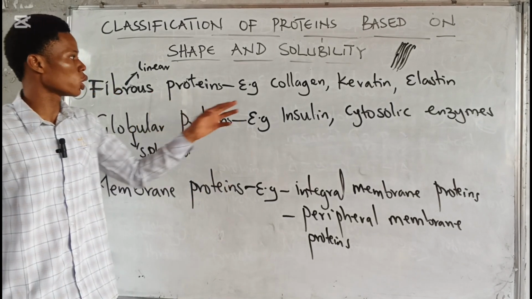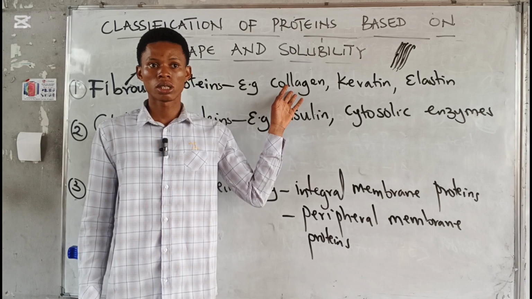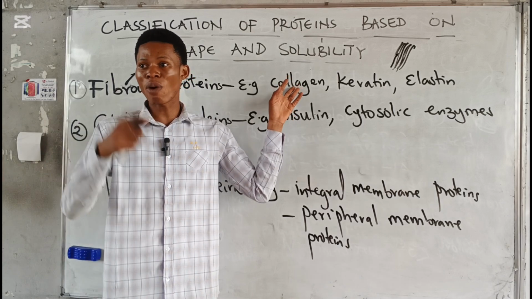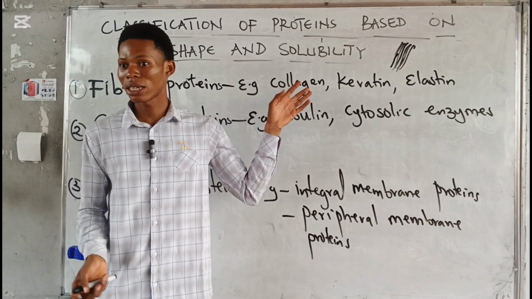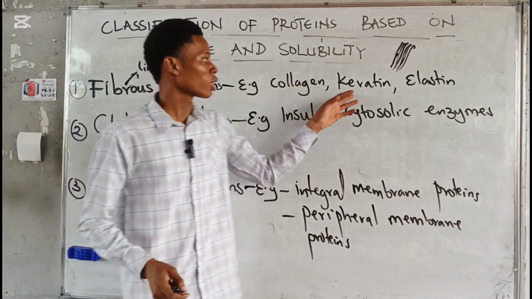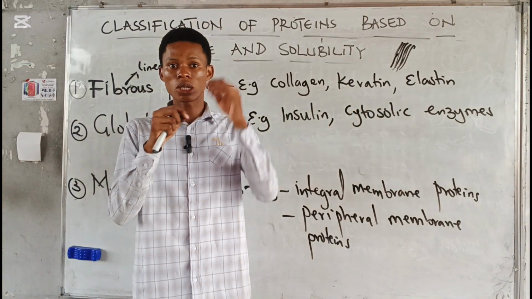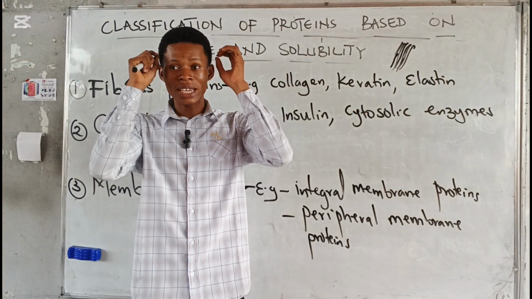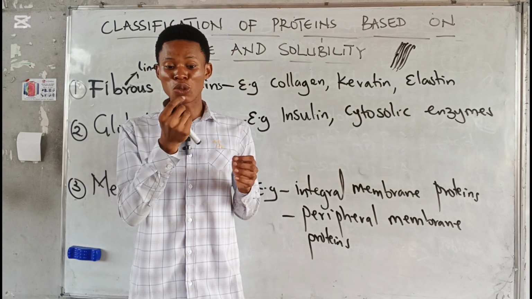Examples of fibrous proteins are what? Collagen. Where can we find collagen? Inside you now, where can you find collagen? Bones, right? Where again? Tendons, joints, you can find collagen. Keratin, where can you find keratin? Your nails, your hairs, you can find keratin. It's like, why do you touch your hair and you look at it? You think you see the keratin?